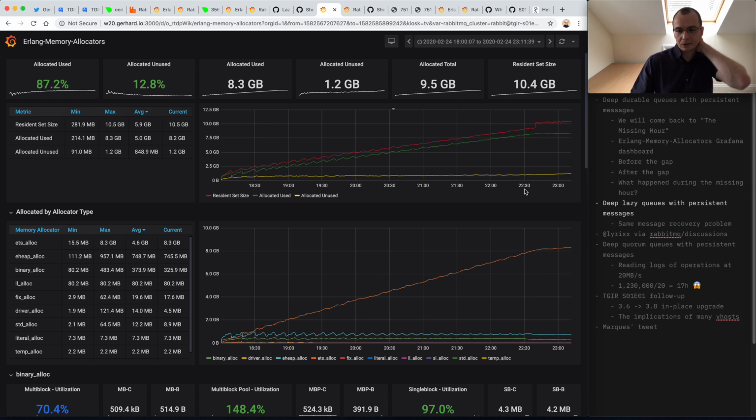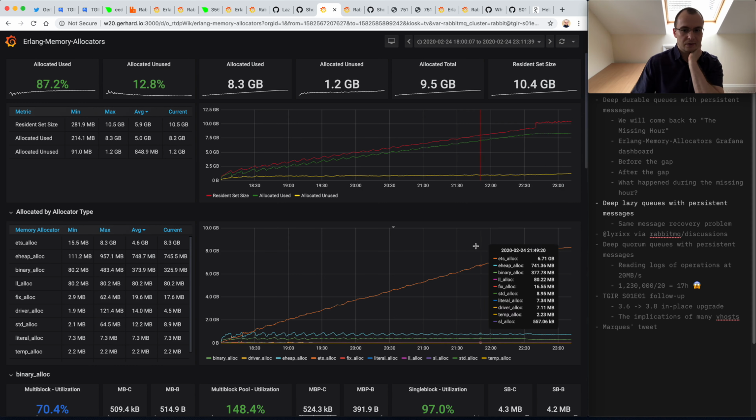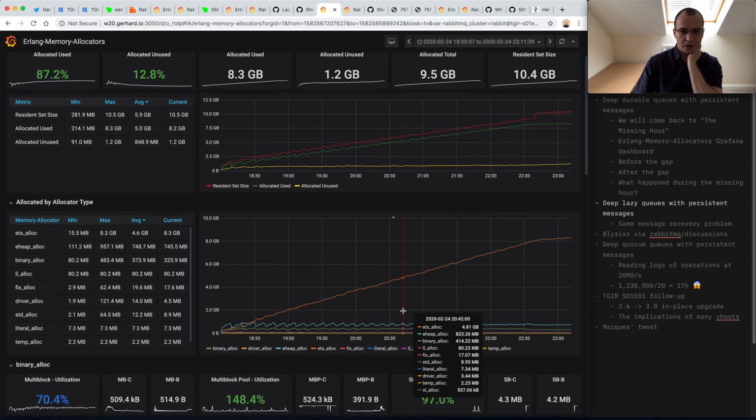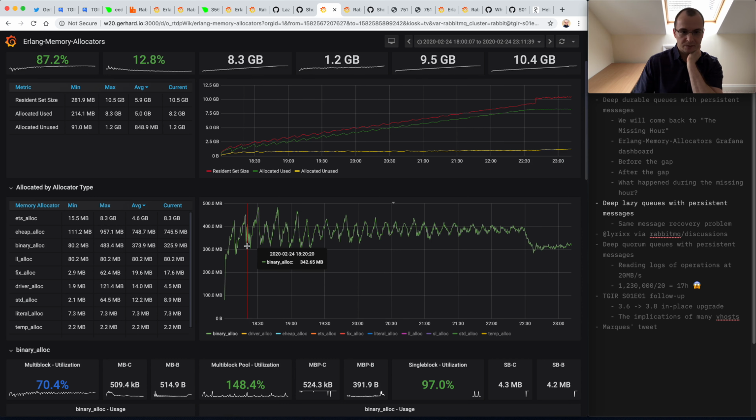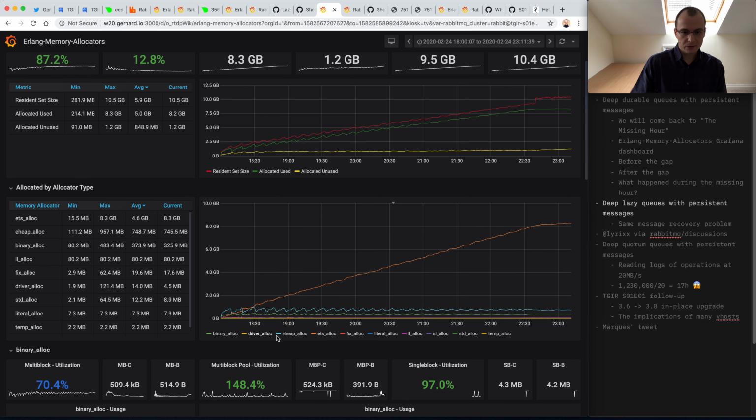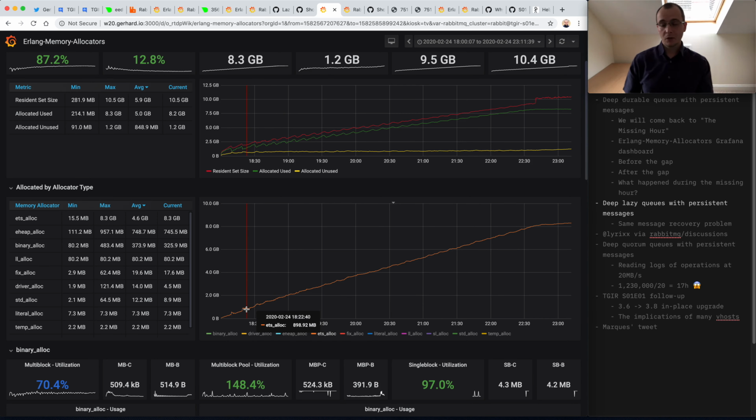Now the memory keeps increasing, and the next chart is showing us why that happens. Even though we look at the eheap and the binary, specifically the binary, look how few binaries we have in the system, right? Up to 500 megs. These are like the messages. So very few binaries. The thing which keeps increasing is the ETS, and that's the queue indices.